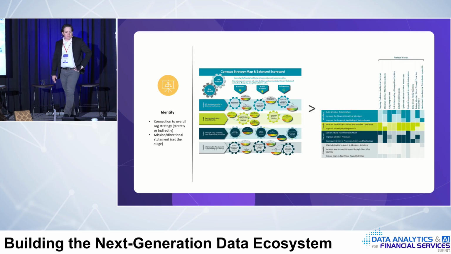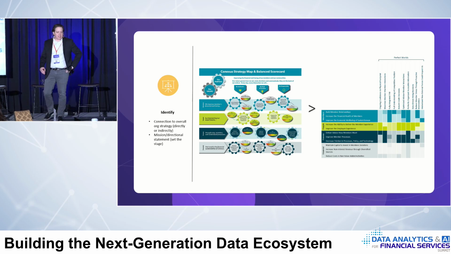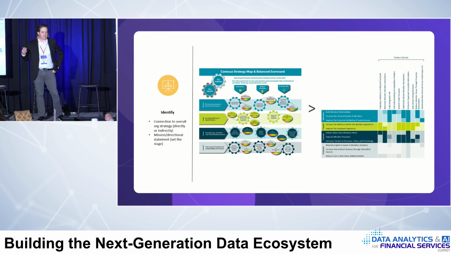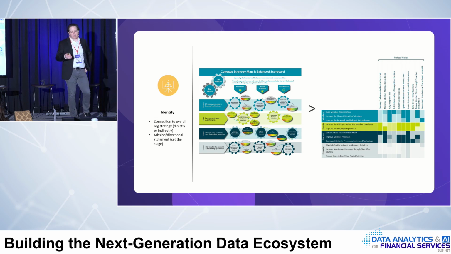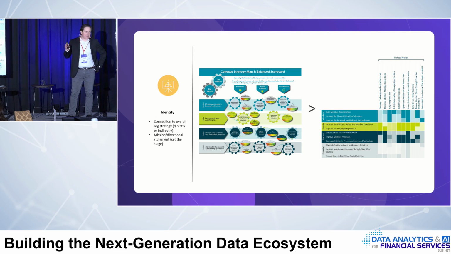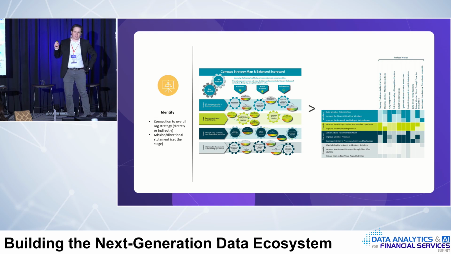So at Connexus, the first thing was really connecting to the overall org strategy. Sometimes it's a very direct connection within the org strategy. Sometimes it's not as direct. This is a few years old now, but this is from Connexus's Balanced Scorecard and Strategy Map, which you can go check out on their website. But fundamentally, we had to figure out a way to connect our data strategy goals to the corporate strategy overall.